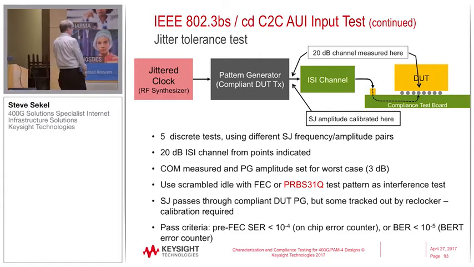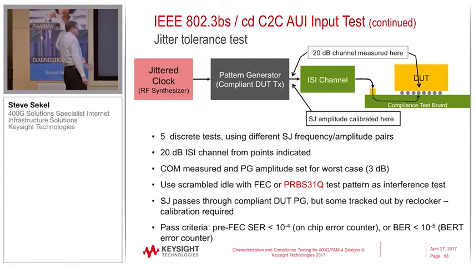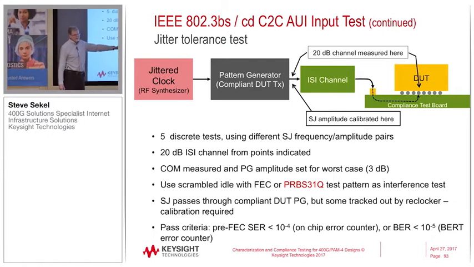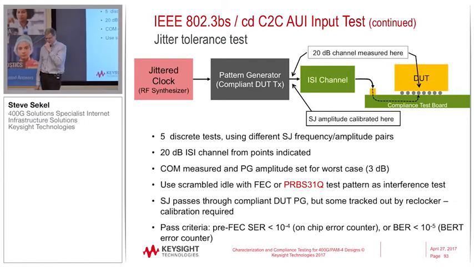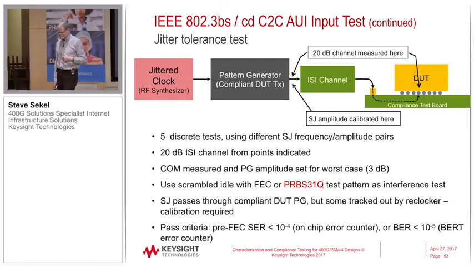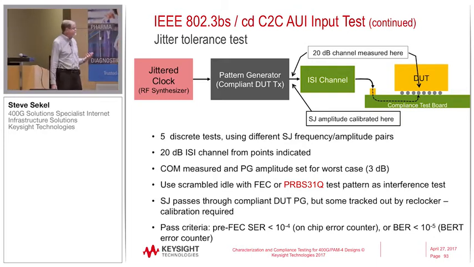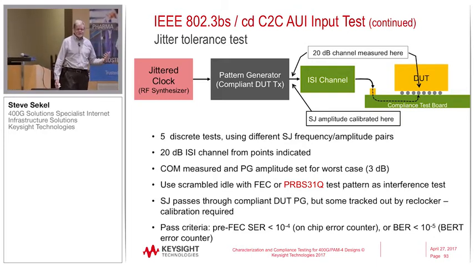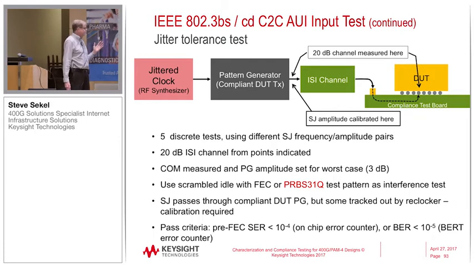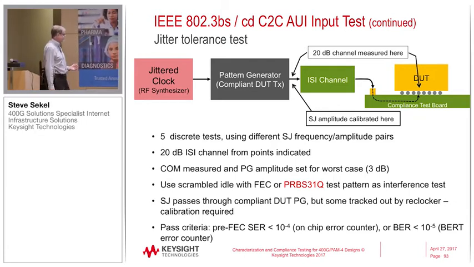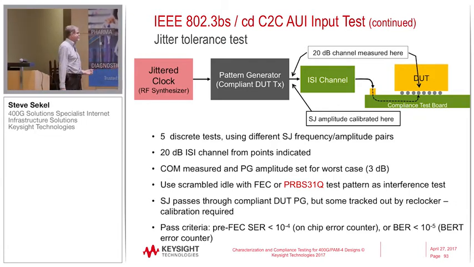And until very recently, the standard said that it was the very same test pattern. Use the same test pattern as the interference test uses, which is that scrambled idle with the lane alignment markers and the double transcoding and FEC encapsulation that no BERT can do, okay?